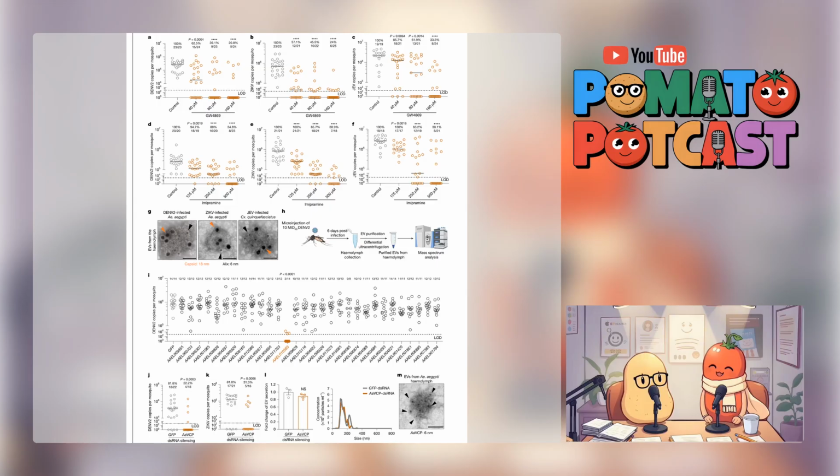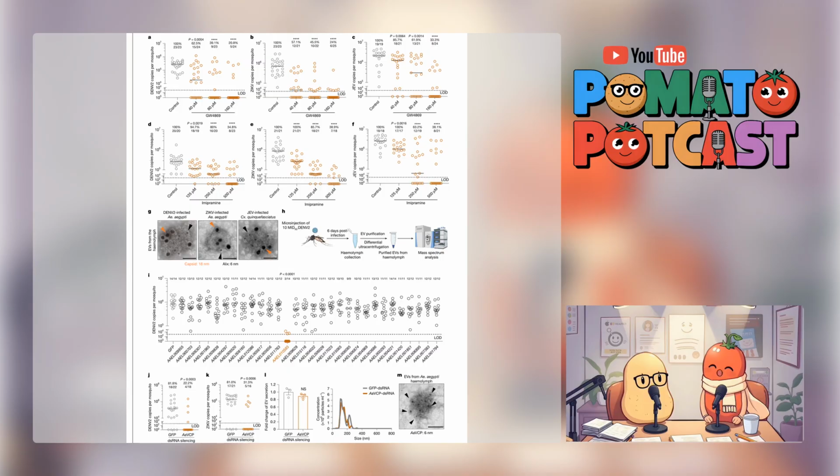Wow. So they systematically turned off the genes for the top 30 proteins one by one, infected those mosquitoes with dengue, and watched to see if the virus still made it to the salivary gland. It's a tedious process of elimination, but they actually struck gold really early on. Oh, really? Which one was it?